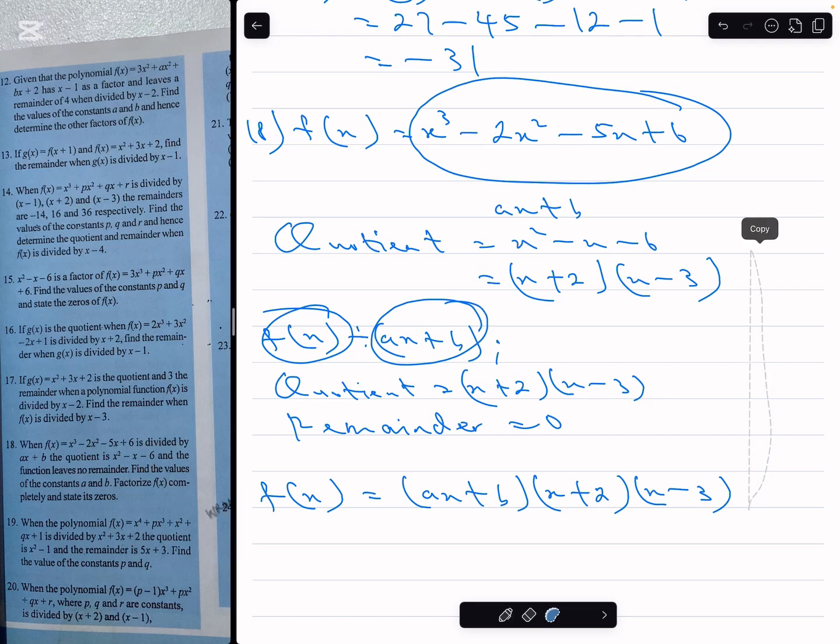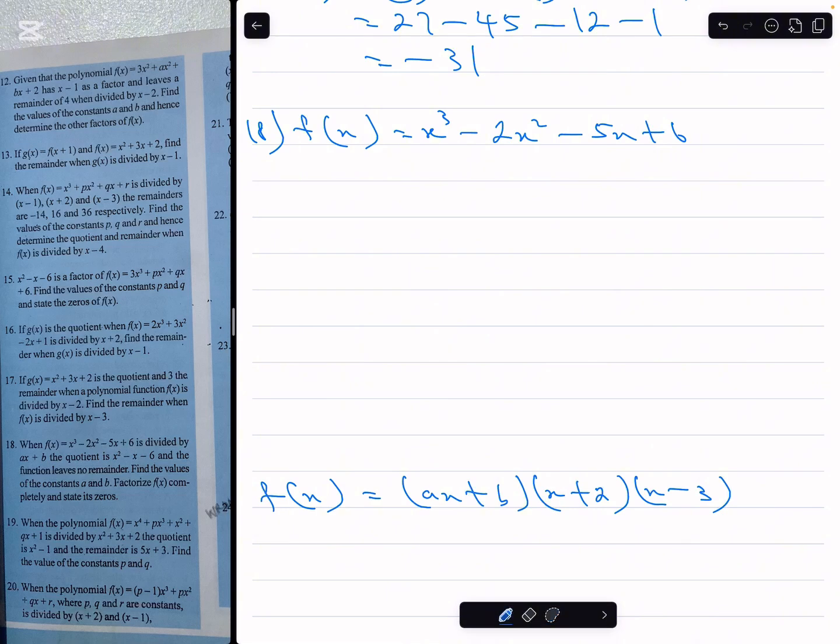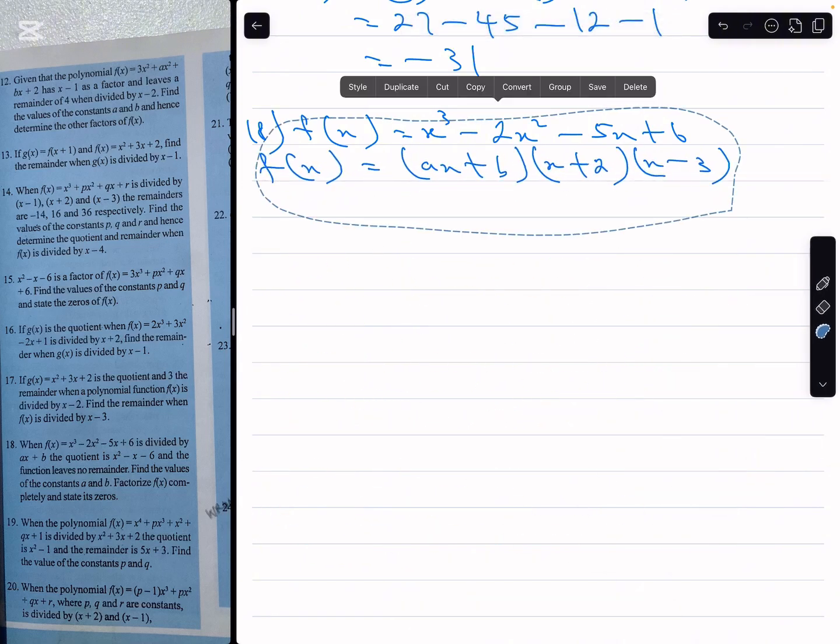That's the idea we need to be able to answer the question. I've seen that the quotient, when I divide f of x by ax plus b, is x squared minus x minus 6, which can be factorized into this, and the remainder is 0. If the remainder is 0, it simply means ax plus b is a factor of f of x. So that simply means f of x is equal to this. I can just bring this up here.